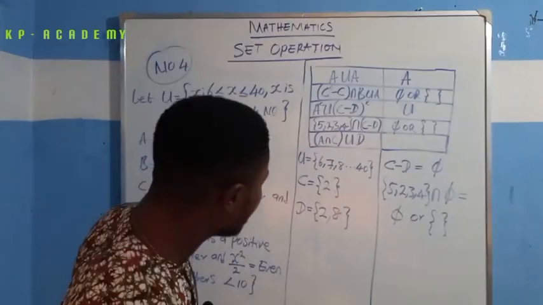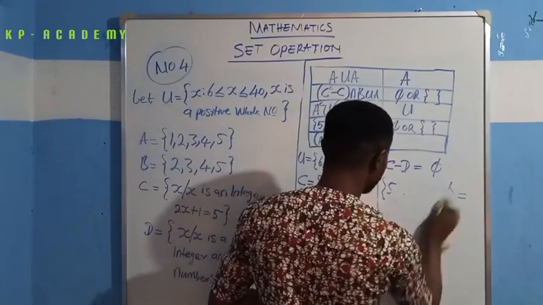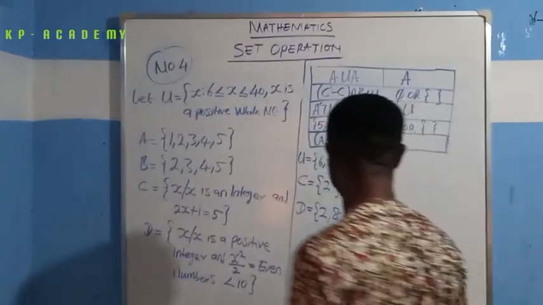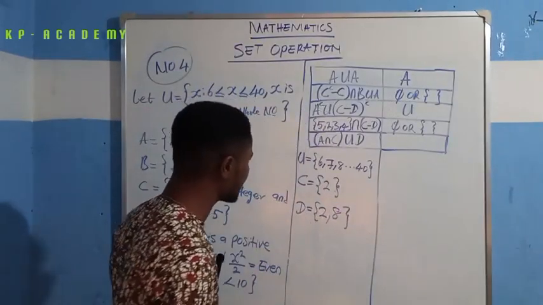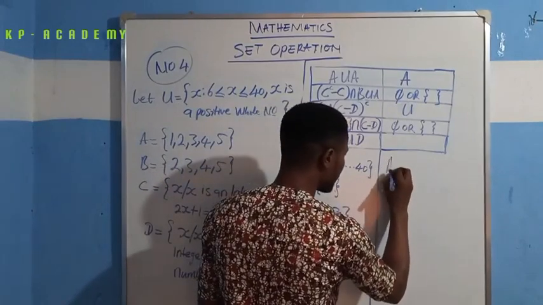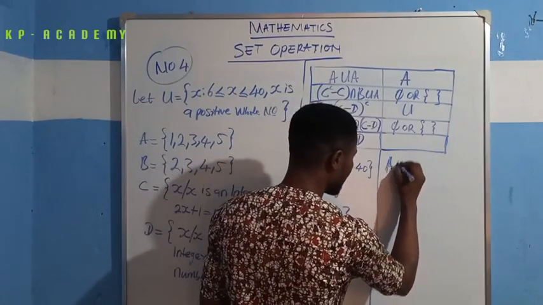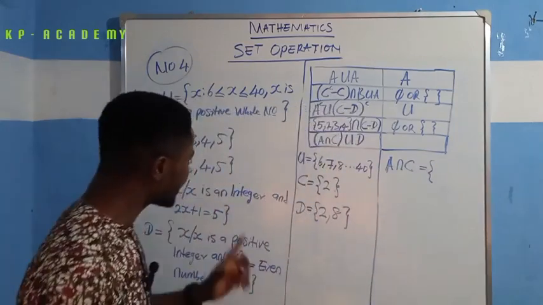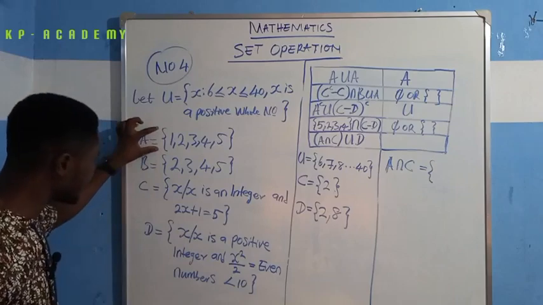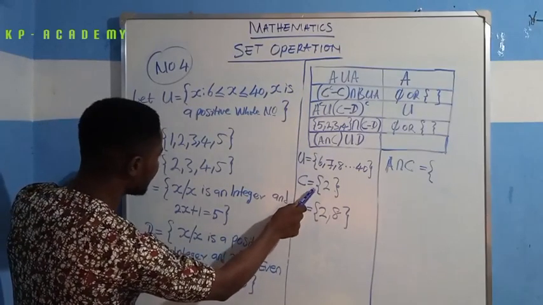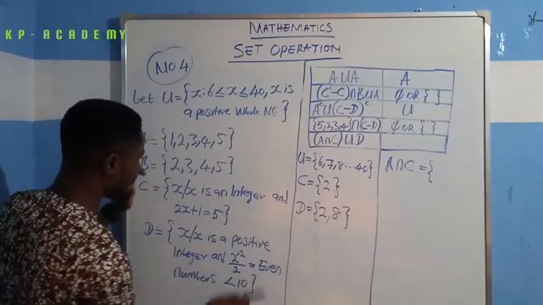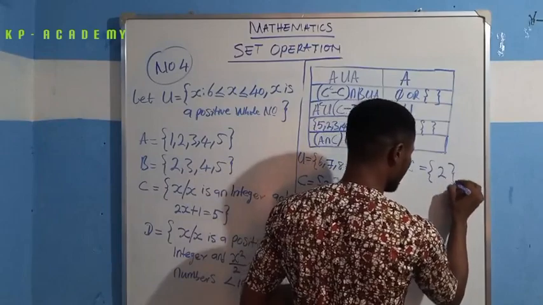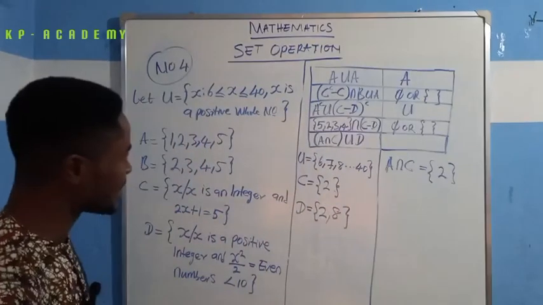Okay, so finally, what about the last, which says A intersection C union D? How are we going to tackle that problem? So first, let us find A intersection C. What am I going to have? So set A is actually this, and set C is actually this. So what do set A and set C have in common? Obviously, they have 2 in common. So A intersection C is nothing but 2. Okay. So now I've gotten what A intersection C means.